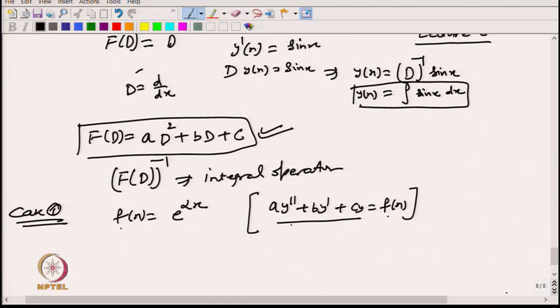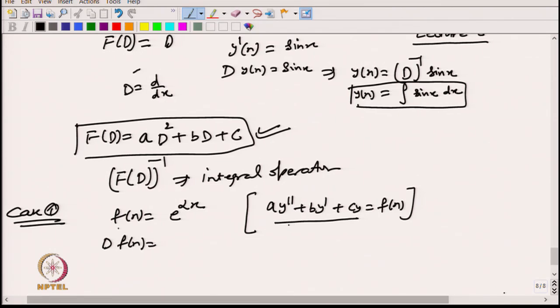So, in this case I am defining case number 1 when my f(x) is equal to e raised to power alpha x. Now, I just want to find out what will happen if I take D of f(x). D of f(x) will be alpha e raised to power alpha x. Now, I want to define what is D square f(x) in this case. It will be alpha square e raised to power alpha x. So, from here I take F(D), my differential operator, into e raised to power alpha x.